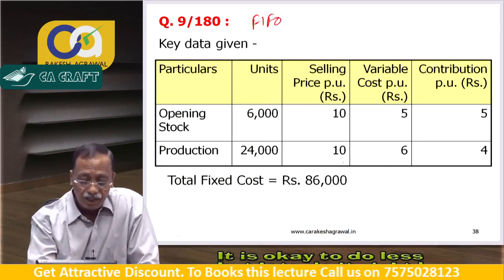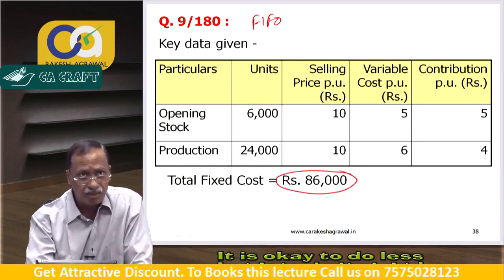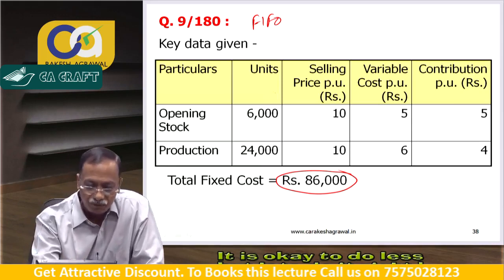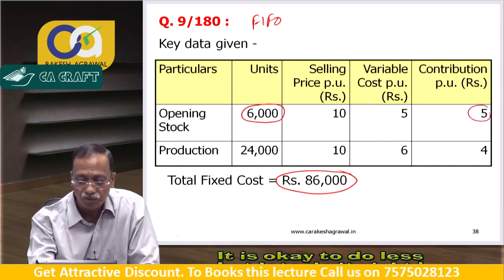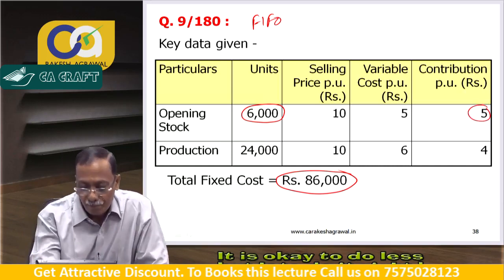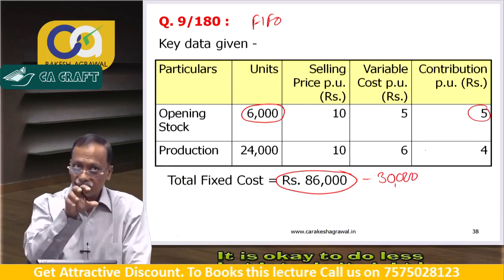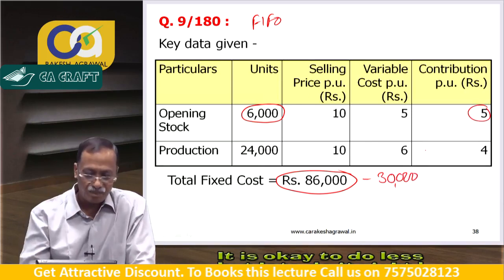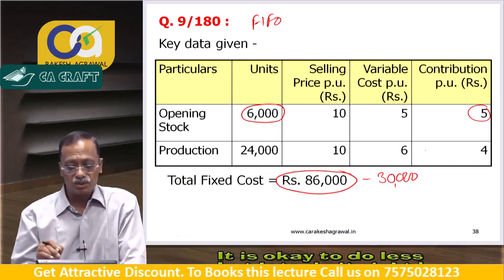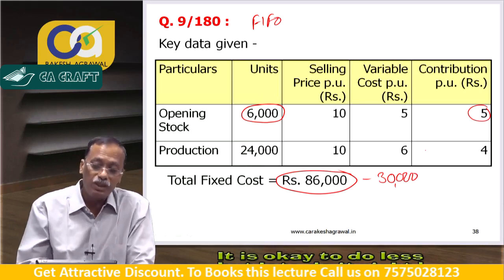Now, to achieve BEP, I need to earn just sufficient contribution to recover this fixed cost. That is, I want to recover the fixed cost of 86,000 using FIFO method. So, using FIFO method, I will first sell 6,000 units and I will earn a contribution of 5 per unit. 6,000 into 5, how much contribution I will be able to earn? 30,000. So 30,000 contribution is earned, which has recovered my fixed cost partially. Now from 86,000 fixed cost, 30,000 is recovered by selling 6,000 units out of opening stock.